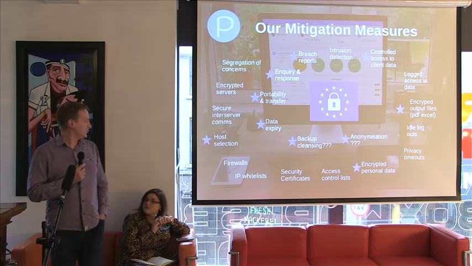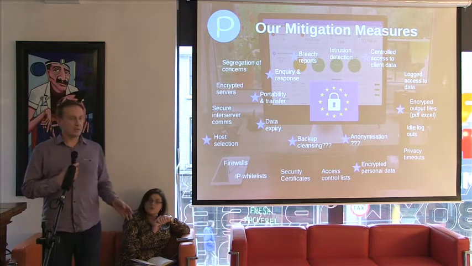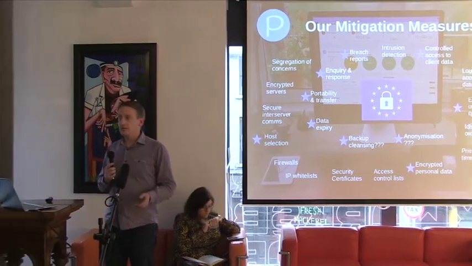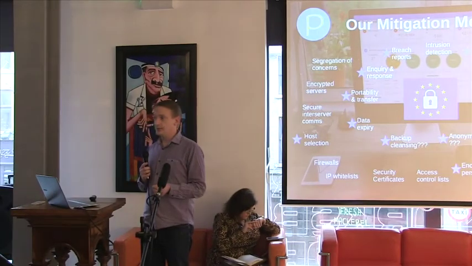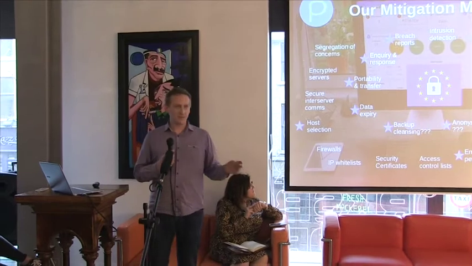Firewalls, that's a usual thing, it's making sure only the right people get into the right servers. IP whitelists, that's one step further, saying that I know exactly who is getting into my servers and I won't let anybody else in. Security certificates, that's that little green symbol you see on the web browser as you're clicking on the page. That means that your address is known and that the information transmitted between your browser and our servers is encrypted as well.